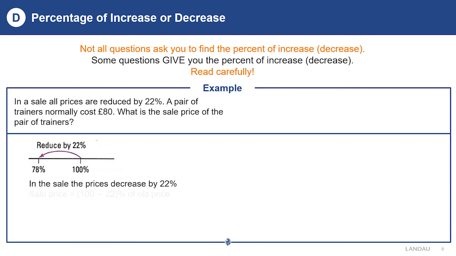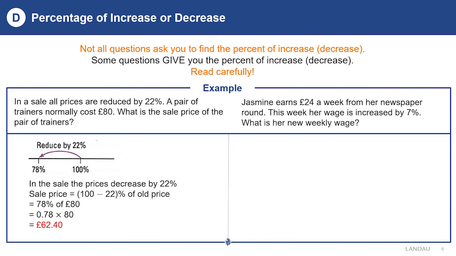Therefore, we will subtract 22% from 100% and multiply it by the old price. That is to say, we will have to find 78% of 80. In other words, the answer will be £62.40. Let us have a look at the second problem.